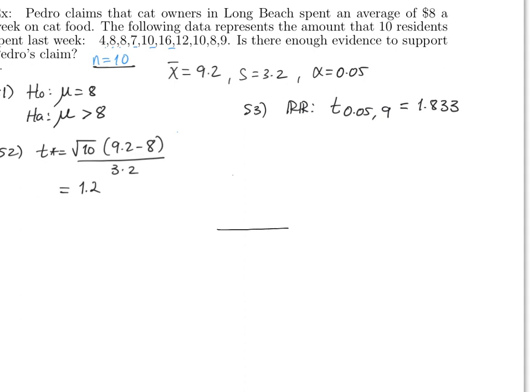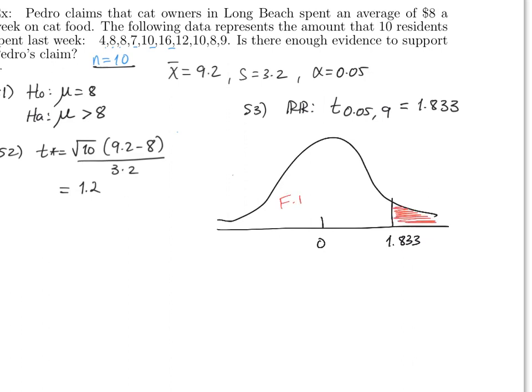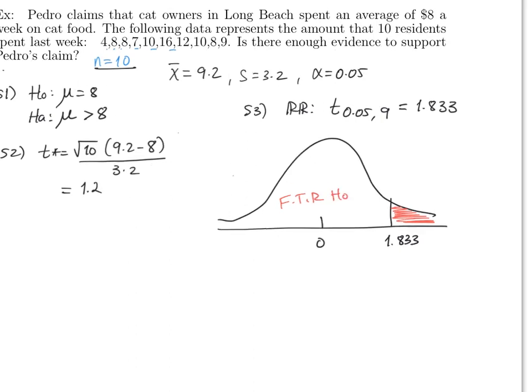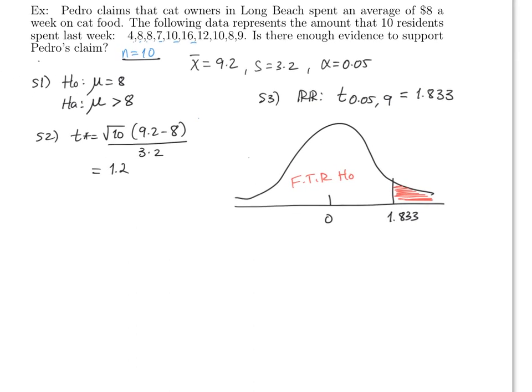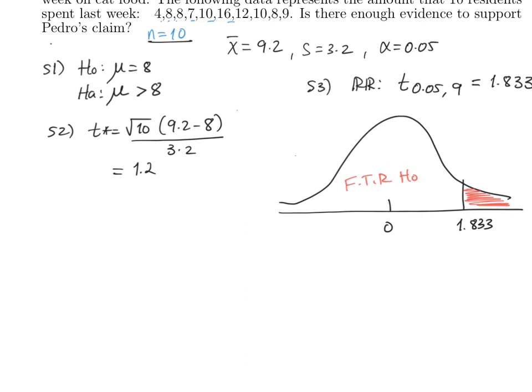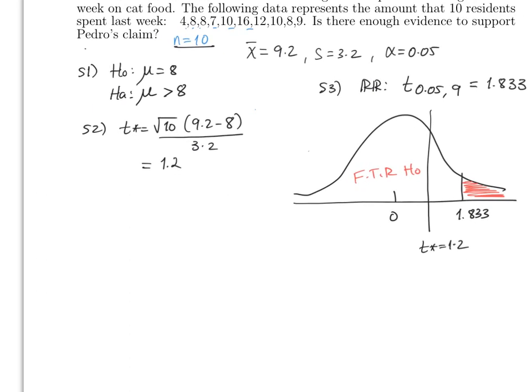All right, so then the rejection region, remember, it has to be on the right side. You have 0, 1.833. So if it is here, it's rejected, and here is fail to reject. All right, so what will be the conclusion here? T star is 1.2, right? So the conclusion is fail to reject, right? So we fail to reject H0.